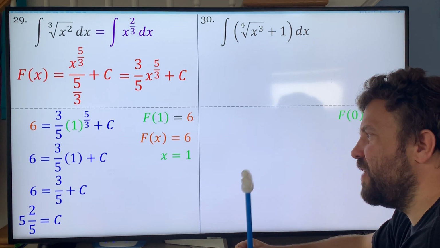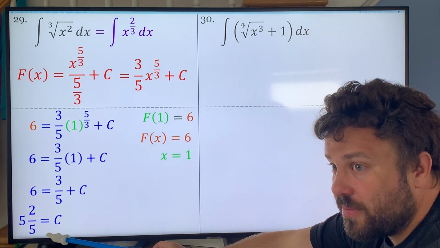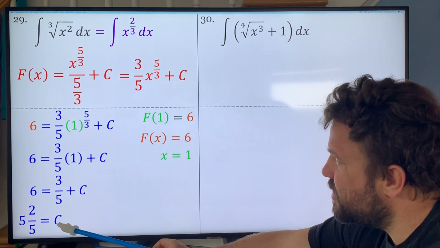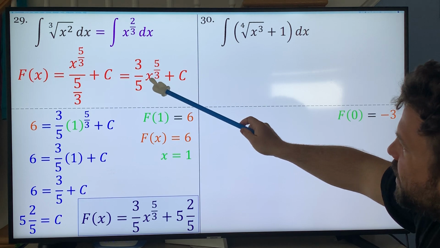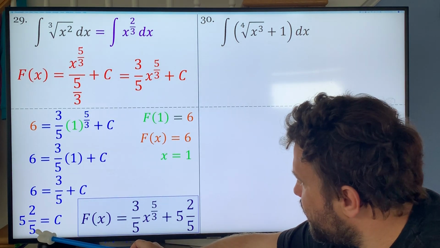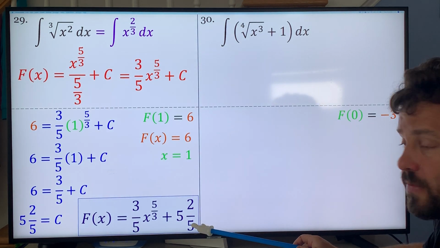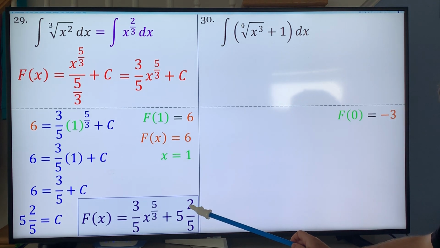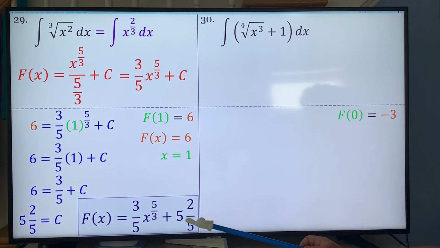I'm sorry, 5 and 2/5. I messed that up. Because it's technically 6 minus 0.6, which is 5.4, which is 5 and 2/5. See, I did that to try to save face. So that's my c. Plug it back in. f of x equals 3/5 x to the 5/3 plus 5 and 2/5. I particularly like to make this a 27 over 5, personally. That is also okay. 5.4 is okay. If you did 0.6 x to the 5/3 plus 5.4, also okay. Like 3 different ways to write it.